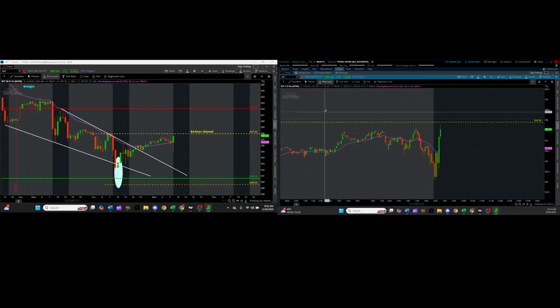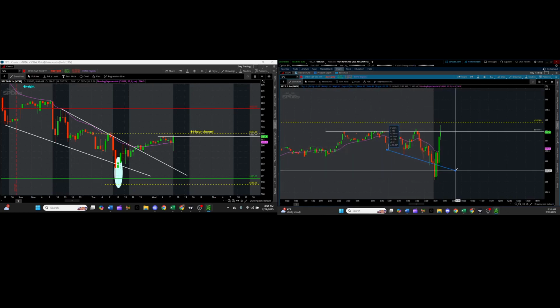But just to kind of dive into a smaller pattern here, it's like a broadening pattern there, which is a bullish signal, a bullish pattern.